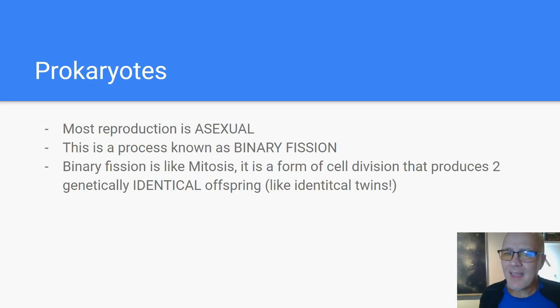It's something like mitosis in eukaryotic organisms, but since there's no nucleus dividing, we don't call it mitosis, because technically mitosis is actually the division of the nucleus. Cytokinesis, which happens right after, is the division of the rest of the cell.